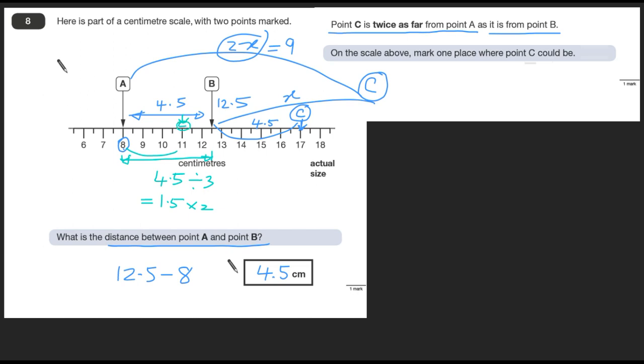So that is 3 distance and this is 1.5 distance. 11 to 12.5 is 1.5. So the statement is satisfied. This is double the distance than the C to B. So either C can be at 11 or 17, right? So you need to mark the point either at 17 or 11 is the correct answer. Question number 9.